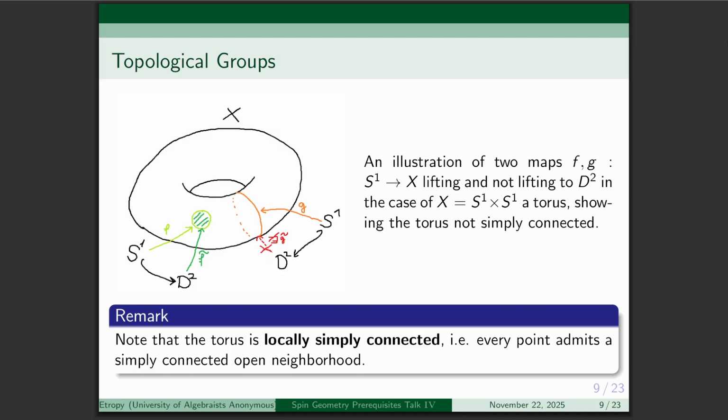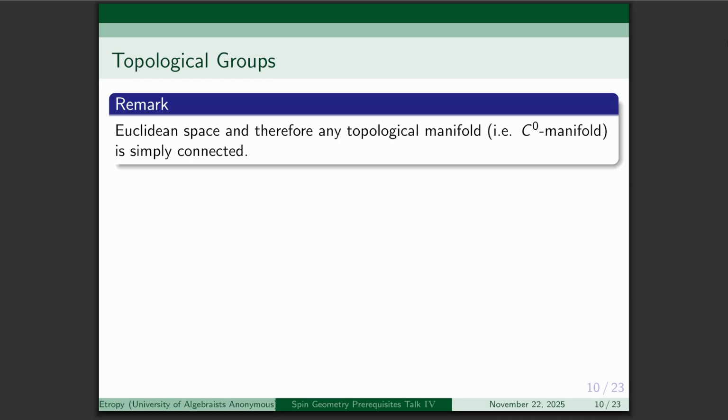So any point has a simply connected open neighborhood. Actually, this should say arbitrarily small simply connected open neighborhood. So in general, as mentioned, any topological manifold is locally simply connected. This should say locally simply connected. Sorry for the typos. It's a running theme for my talks. But yeah, any topological manifold is locally simply connected because topological manifolds are things that are locally Euclidean space, and Euclidean space is simply connected, so the locality carries through this way.